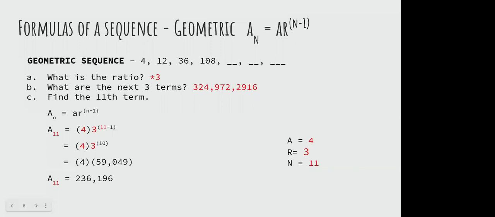And then, so that was parentheses. And then here we do exponents, which gave us the 59,049. And then lastly, we did the multiplication. So the last term, the 11th term, excuse me, is 236,196. So let's practice that using these two formulas and see what we have.